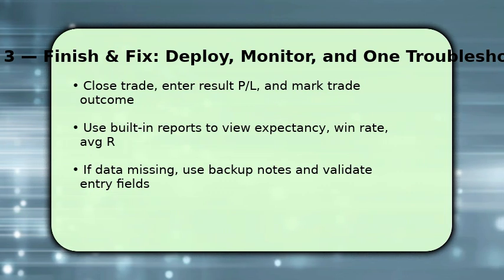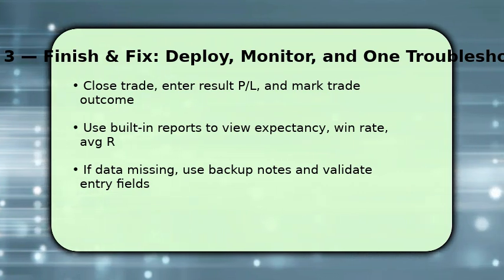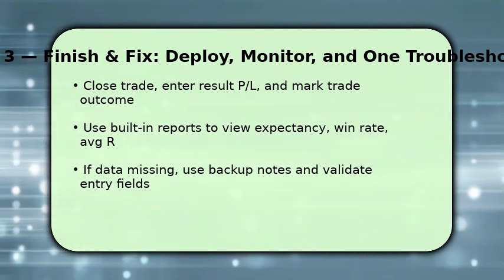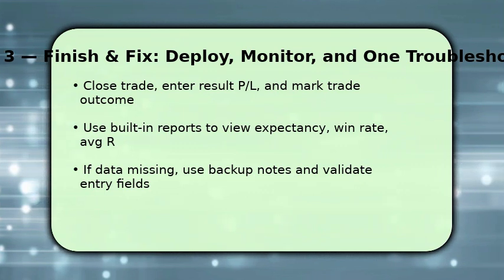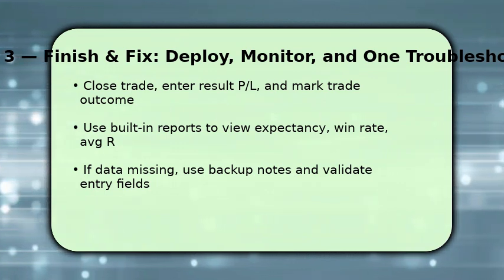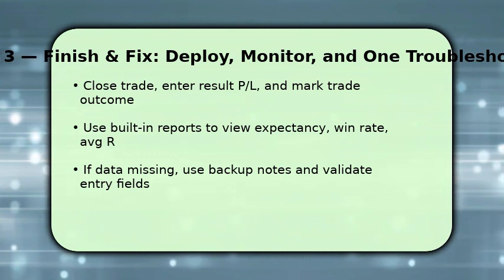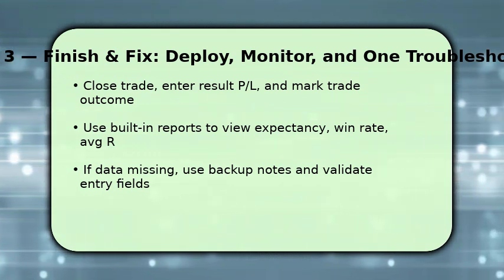If a mismatch appears, dig into individual entries using tags and snapshots to find root causes. If something goes wrong, check for missing fields or corrupted images. Restore from backup notes and re-enter critical values to keep your dataset intact.